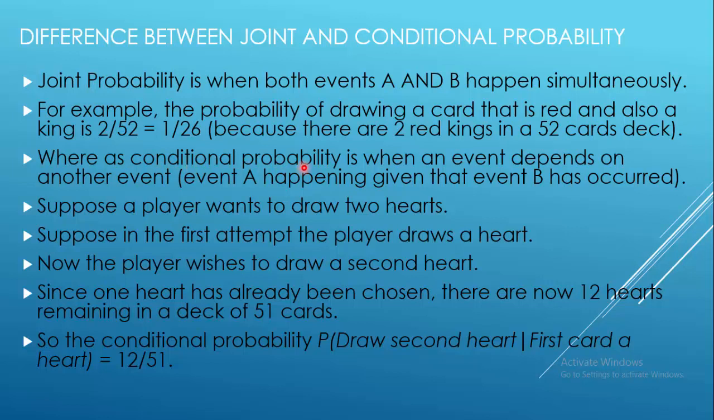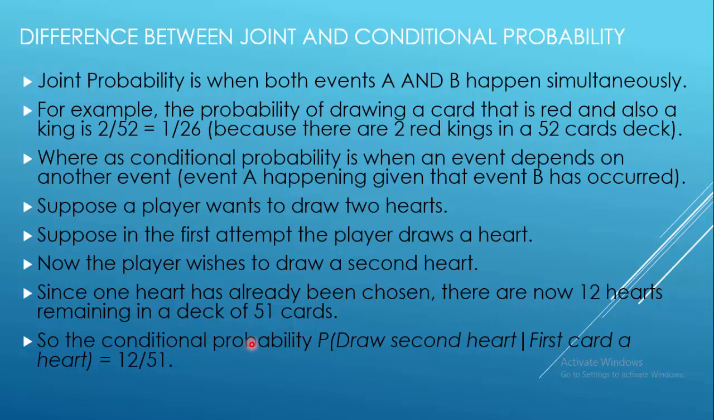Whereas conditional probability is when an event depends on another event. It means event A happening given that event B has already occurred. Suppose a player wants to draw two hearts, and suppose in the first attempt the player draws a heart. Now the player wishes to draw a second heart. Since one heart has already been chosen, there are now 12 hearts remaining in a deck of 51 cards.